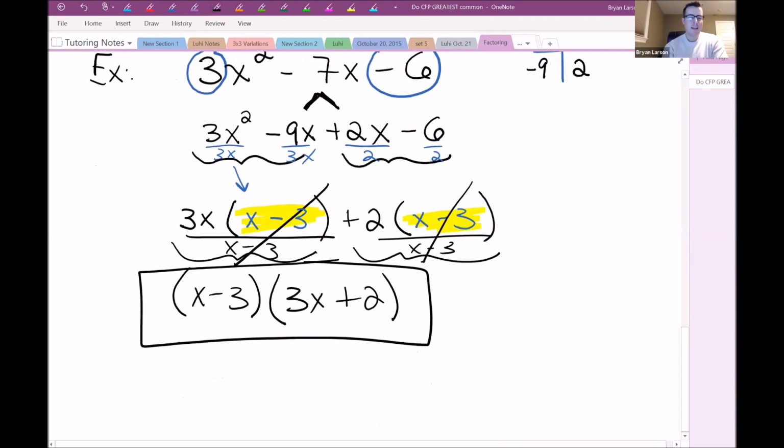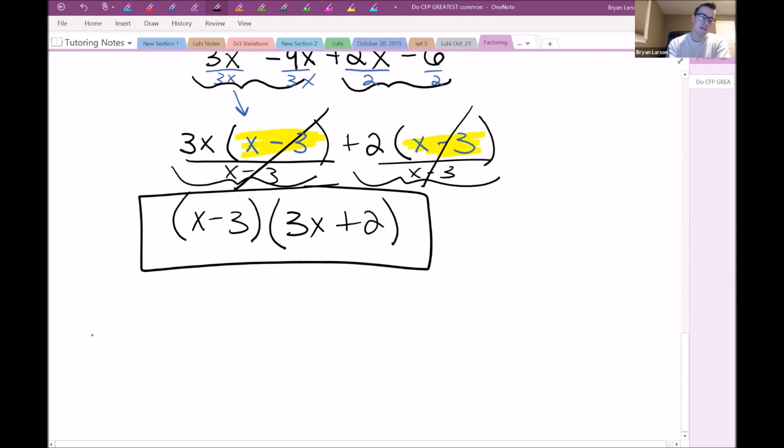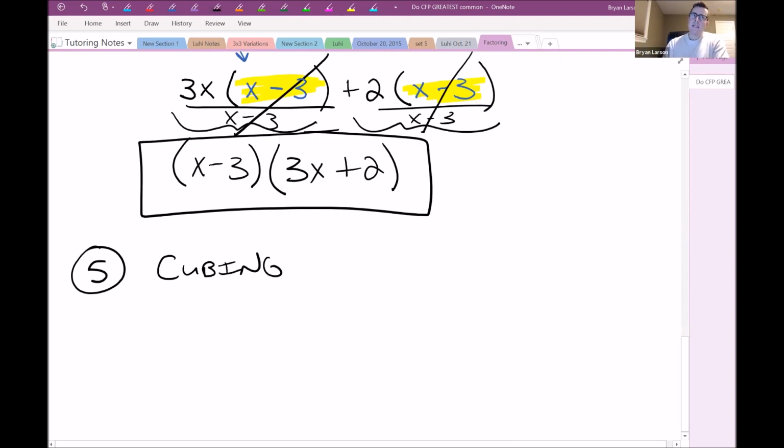All right, the last kind that I want to talk about here, since we already did grouping within that, is going to be the cubing factoring. So let's say, for example, here we had something that looked like this: x cubed plus 27. This is also known as the SOAP method.